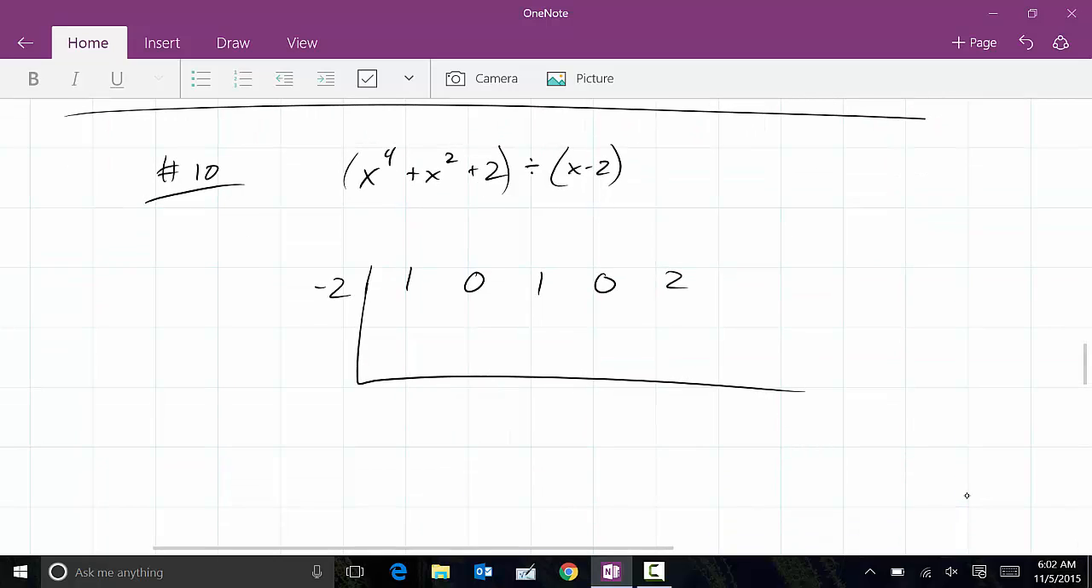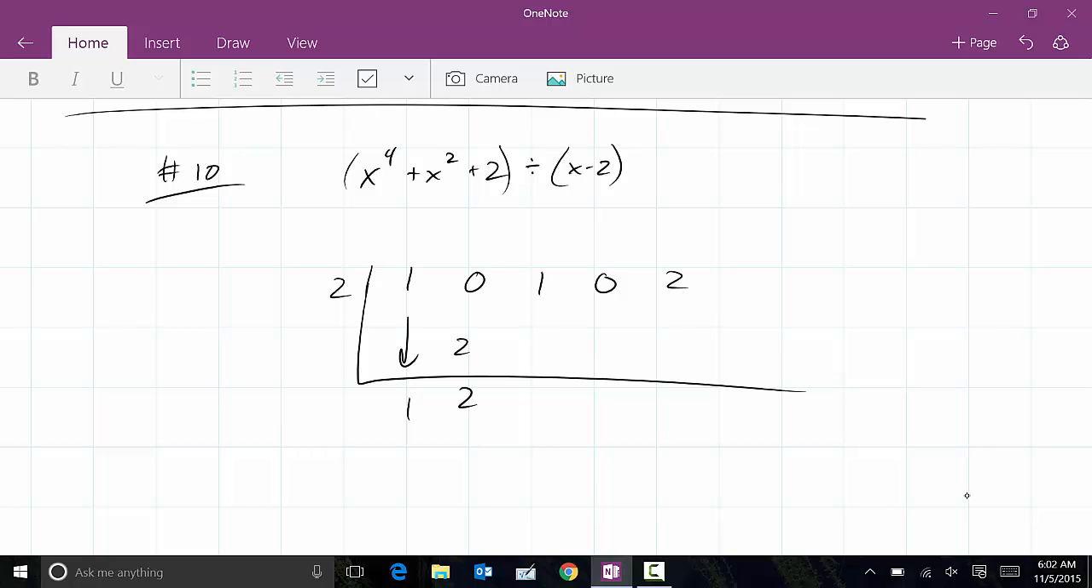-2 is like that r value. Remember, if r was a 0, you have to say x minus r is a factor, so you have to put it into that form. So I'm sorry, it's just 2 actually, because it's x minus 2, so 2 is what goes there. It's always got to be written in the form x minus r, and then whatever r is is what goes here to use.